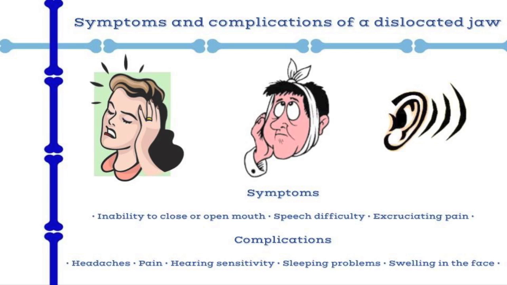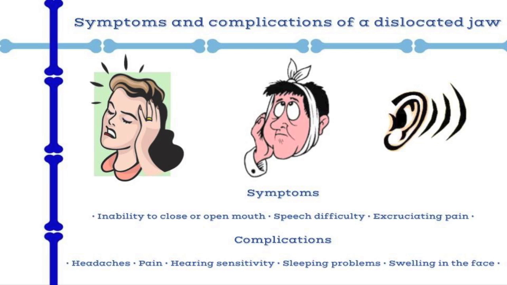Symptoms and complications of a dislocated jaw. The symptoms of having a dislocated jaw are inability to close or open mouth, drooling caused from inability to close mouth, misalignment of teeth, difficulty speaking, a loud crunching noise located near the area of the ear, and excruciating pain.